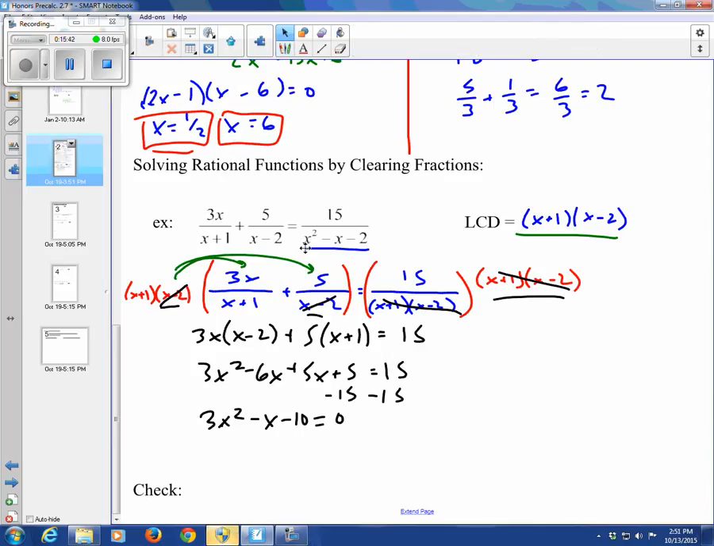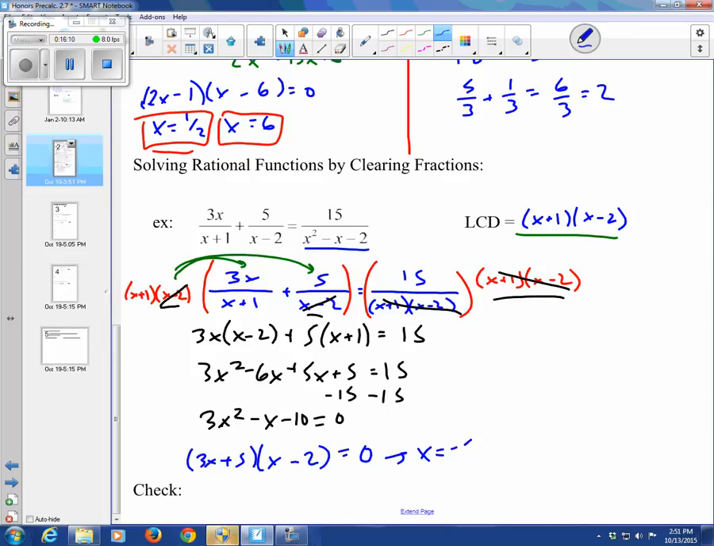Now right here when I factor this, or if I can factor this, we can see that we can actually factor this, so that's going to be 3x and x. And right here, I'm going to get, let's see here, this is going to be minus 2 and plus 5, right? And that's going to give us the solutions of x equals negative 5/3 and x equals 2. Now we want to check these.